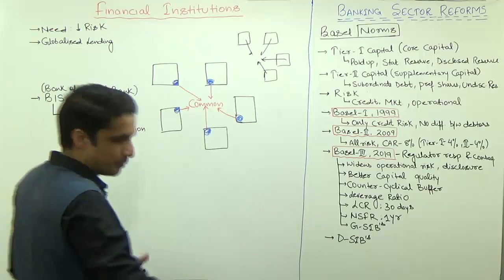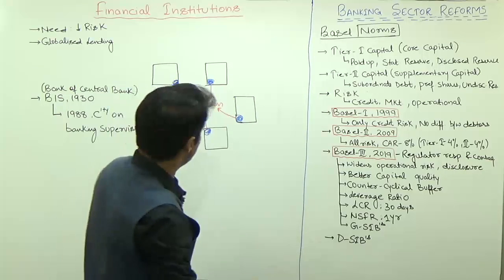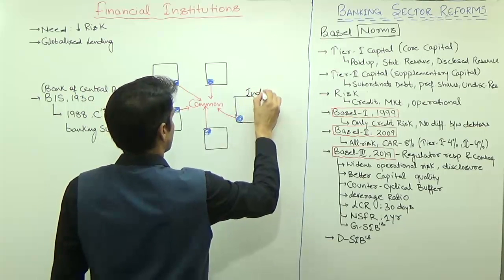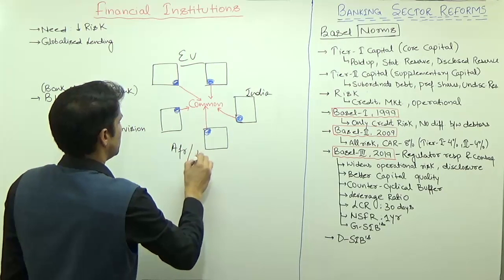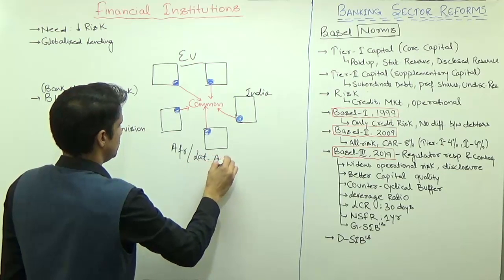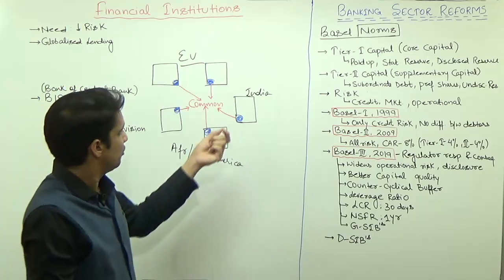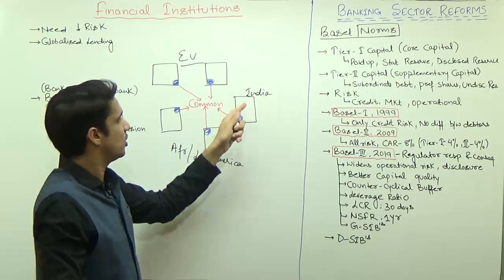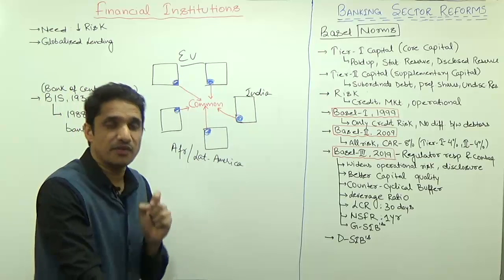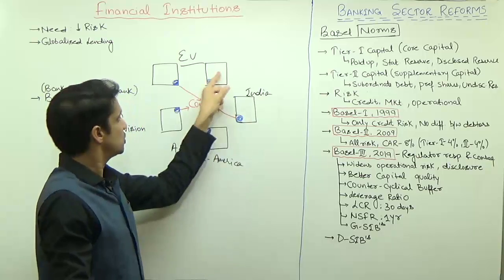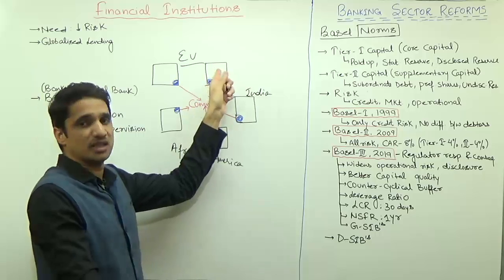Then we have one more reason why we should implement the Basel norms. Suppose this is India, these are some European countries, these may be some African countries or Latin American countries. If one branch of SBI has an office in India and another branch has offices in these two European countries, and India does not implement the Basel norms but these two countries have, then they have to fulfill whatever is required in these Basel norms.